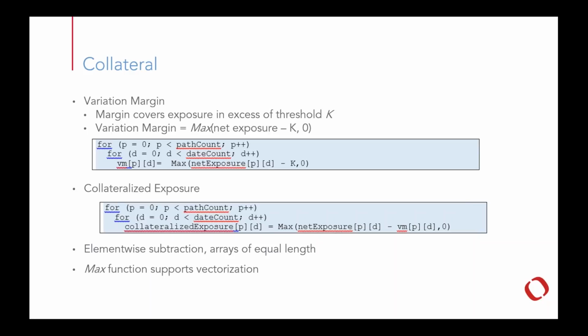After computing the margin amount or the collateral amount, now we're going to compute a collateralized exposure, which is simply the original exposure minus however much collateral was posted, because the collateral reduces the exposure. So we're taking net exposure minus variation margin, and then the max there is simply to say, if the exposure is negative, we're not interested. We're only interested in positive exposures. So we're just flooring at 0. But again, another max operator, so it's very similar to the previous loop and certainly vectorizable.